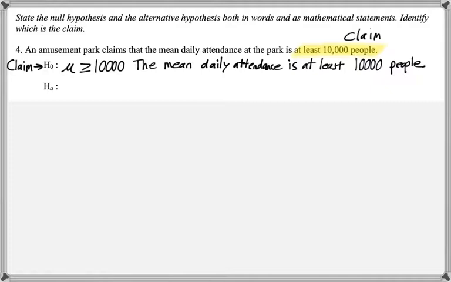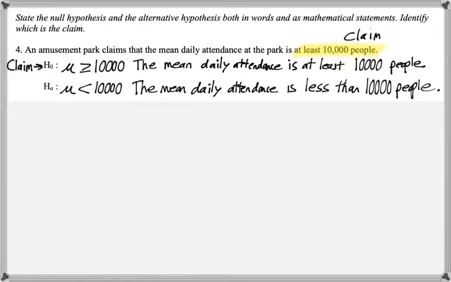So for the alternative hypothesis, that would be mu is strictly less than 10,000. So that is the complement. And in words, the mean daily attendance is less than 10,000 people.